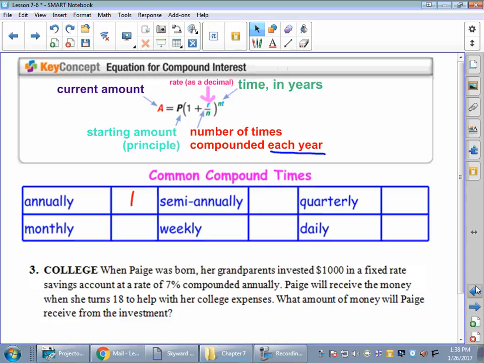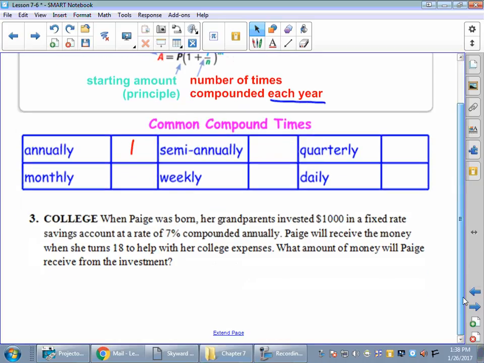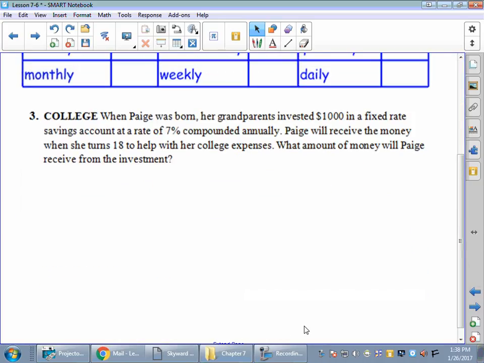All right, so the problem down here has Paige. When Paige was born, her grandparents invested $1,000 in a fixed rate savings account at a rate of 7% compounded annually. Paige will receive the money when she turns 18 to help with her college expenses. What amount of money will Paige receive from the investment?